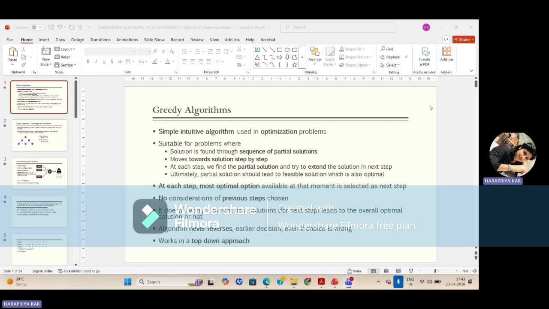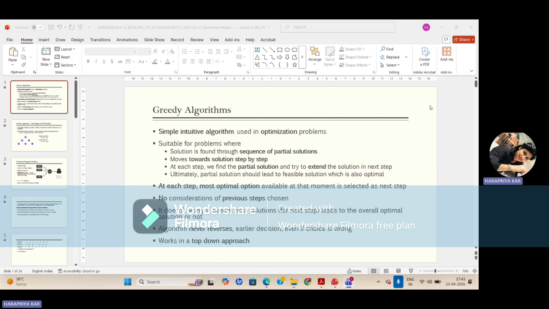So what is the role of the optimization problem here? Basically, the ultimate goal of this algorithm is to lead to a feasible solution, and that should be the optimal solution. That is the main goal of an optimization problem, or you can say of greedy algorithms. Now we'll see how it exactly works.